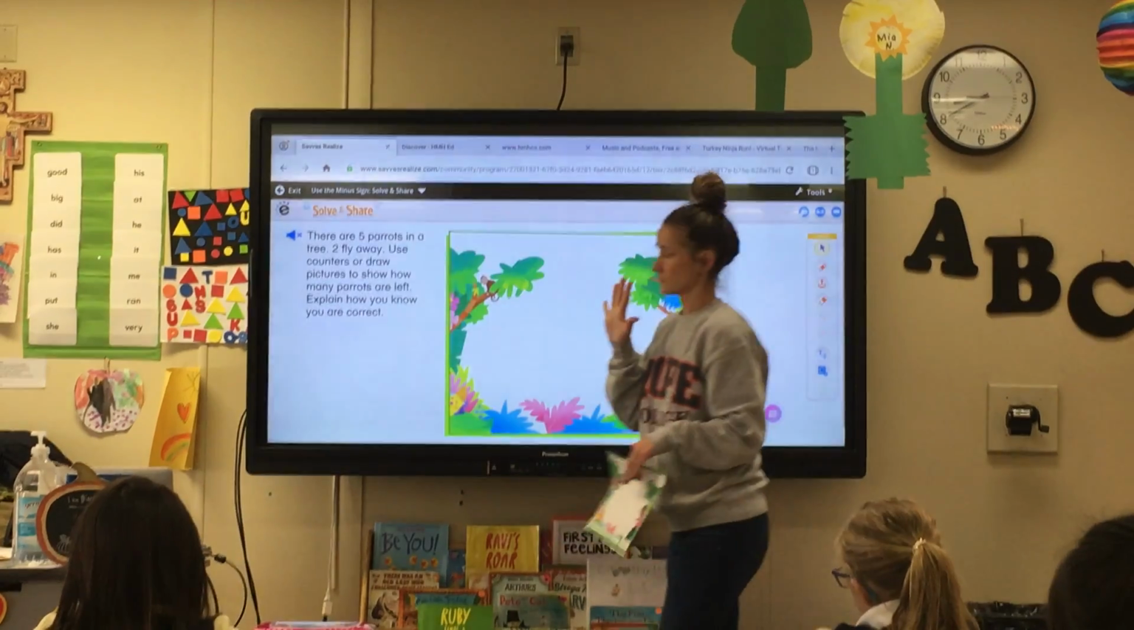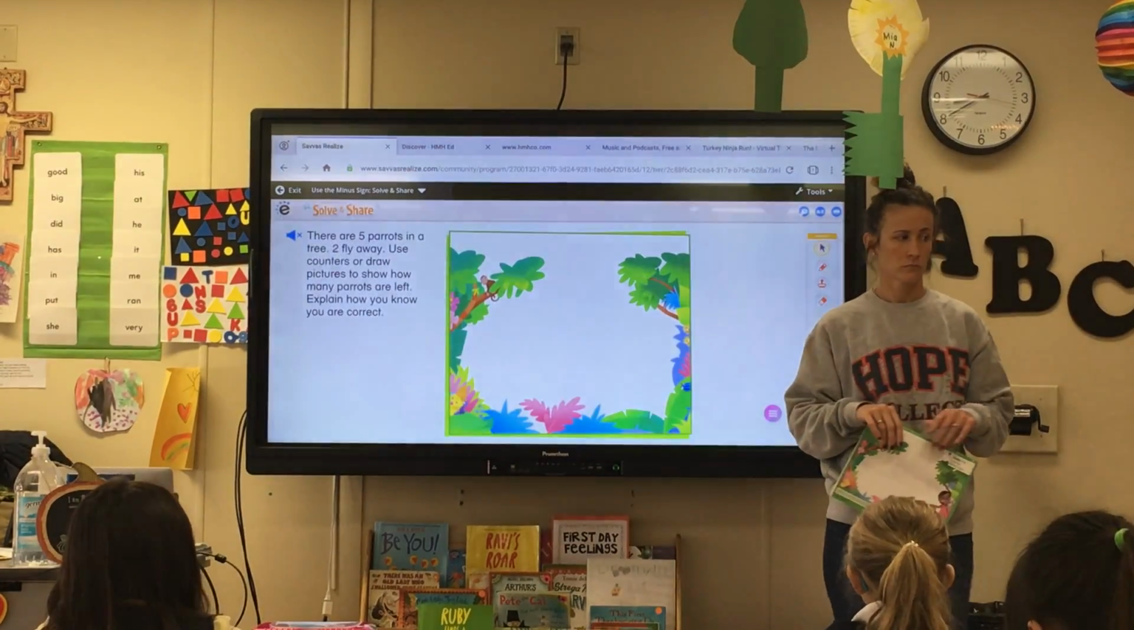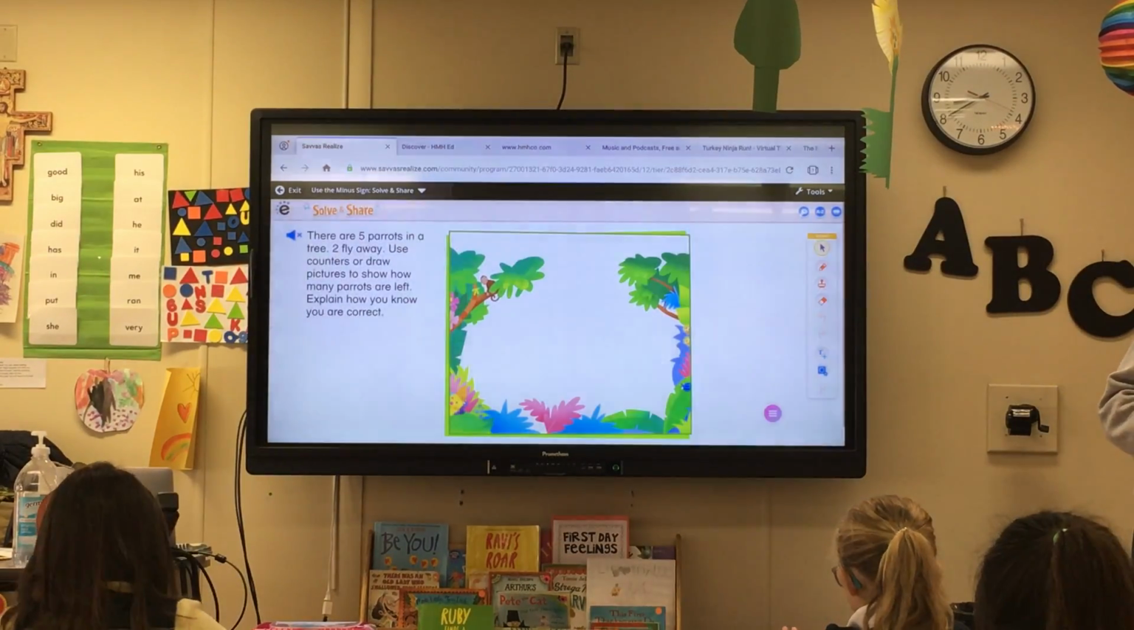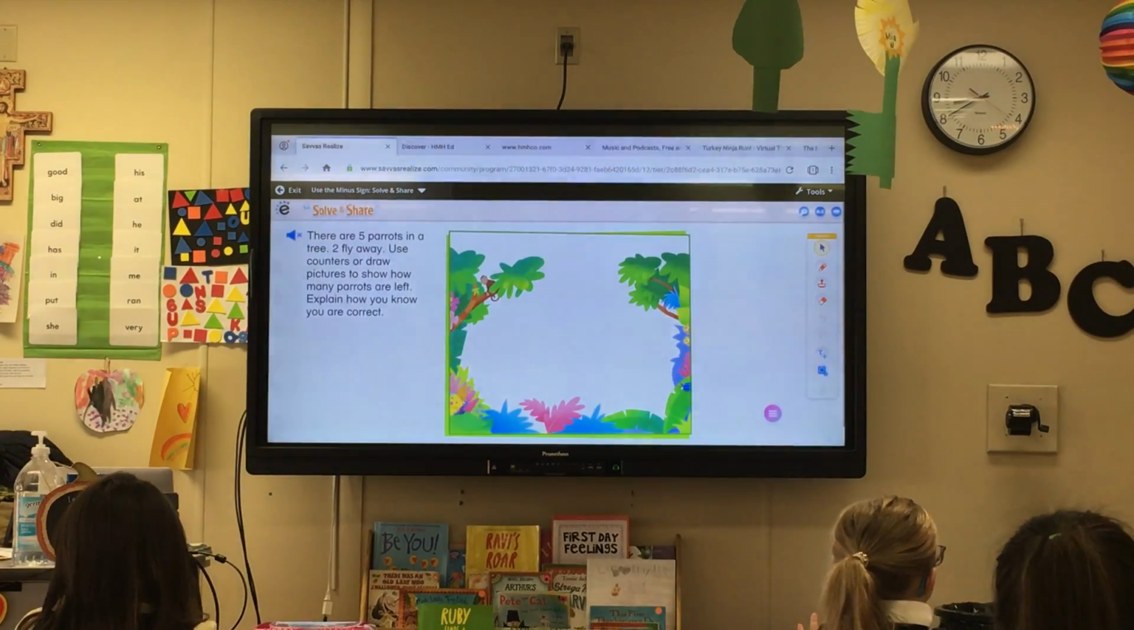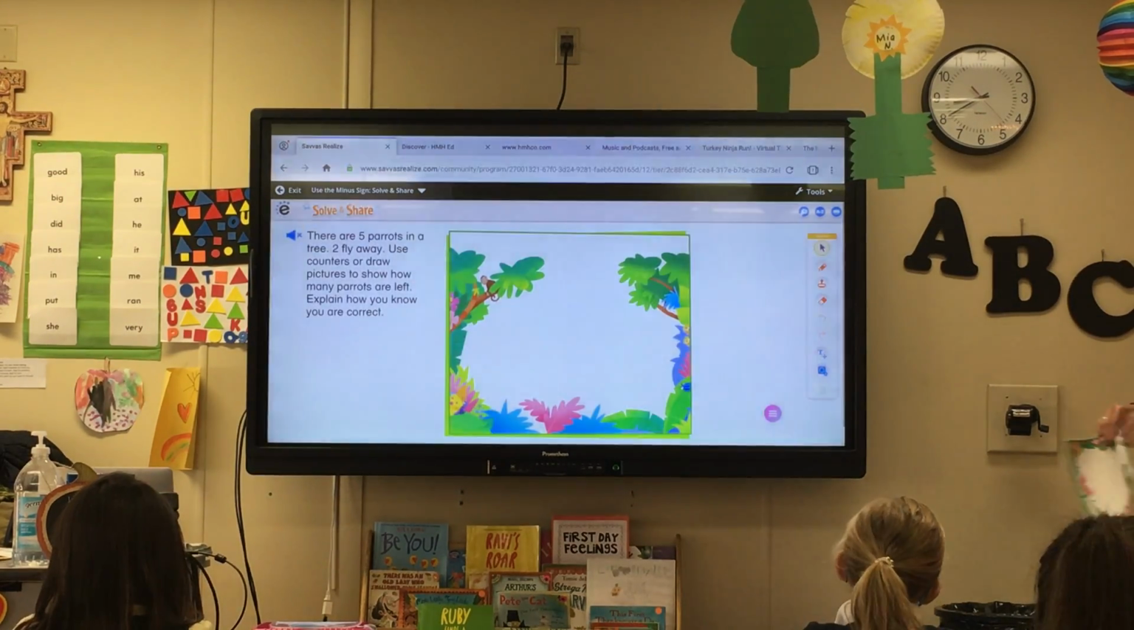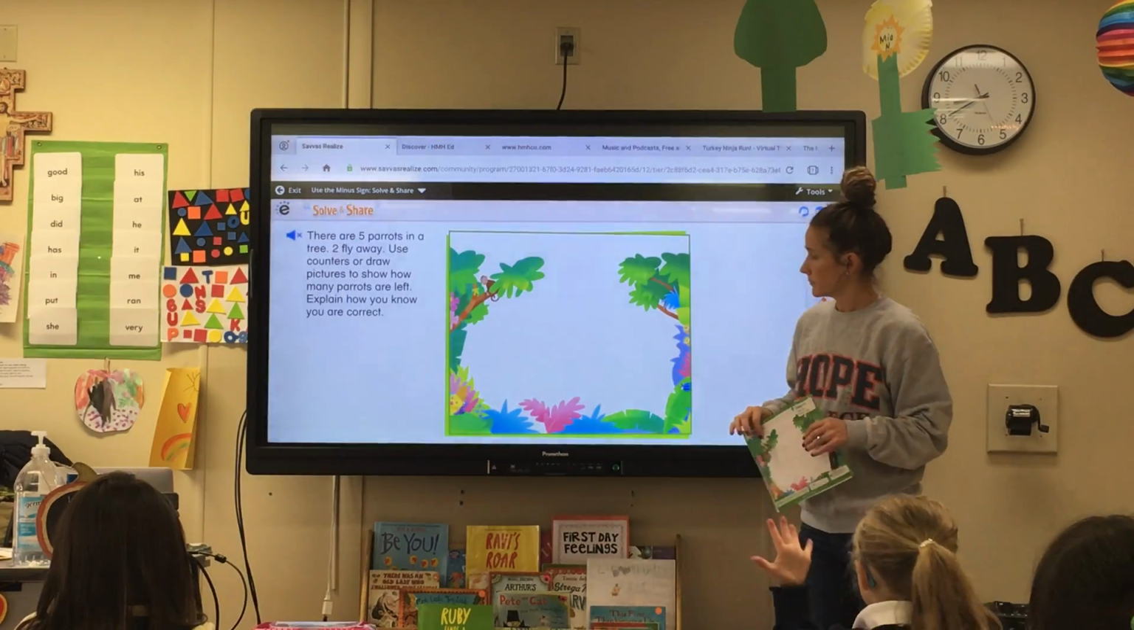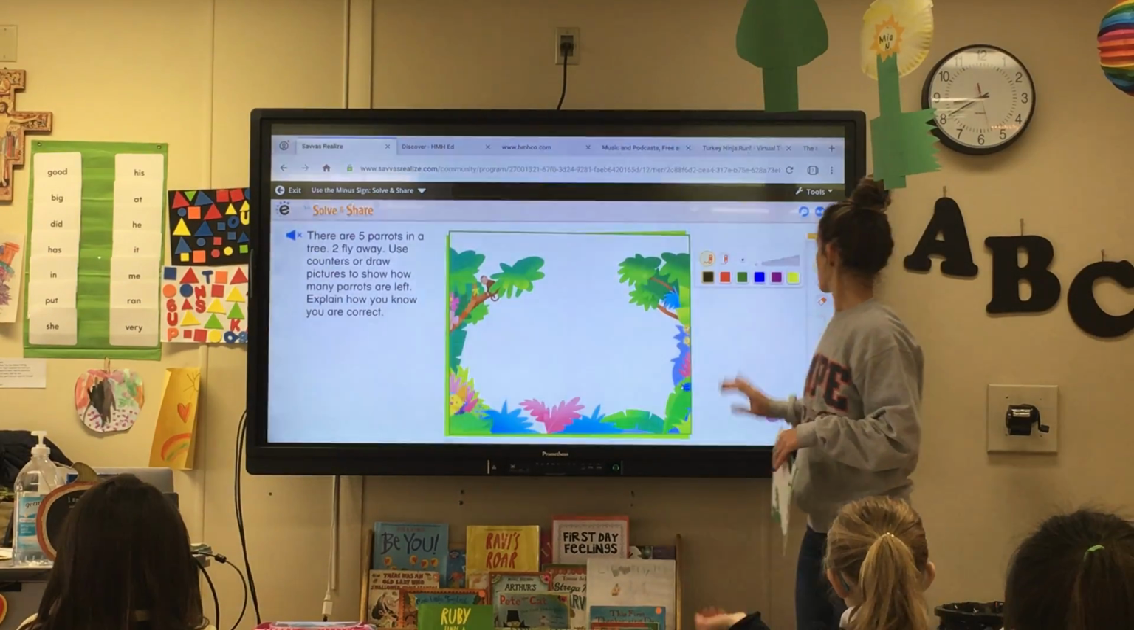There are 5 parrots in a tree. 2 fly away. Use counters or draw pictures to show how many parrots are left. Explain how you know you are correct.